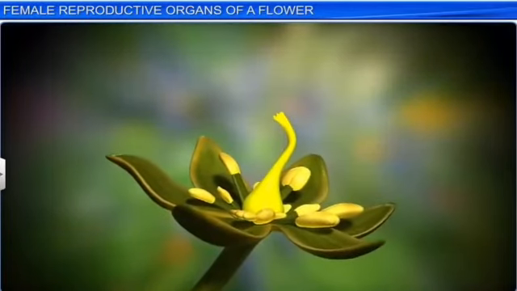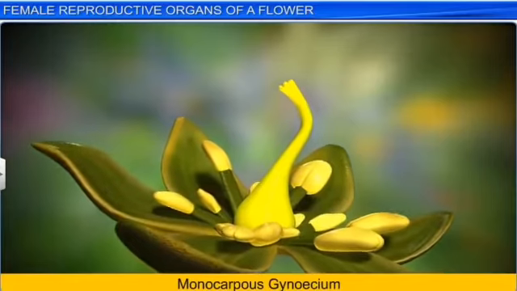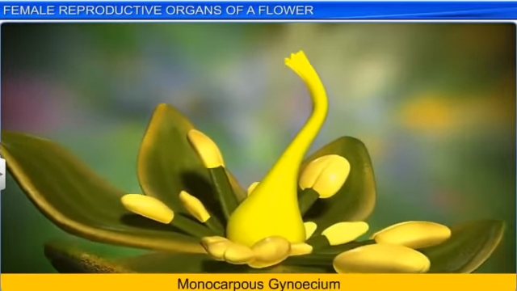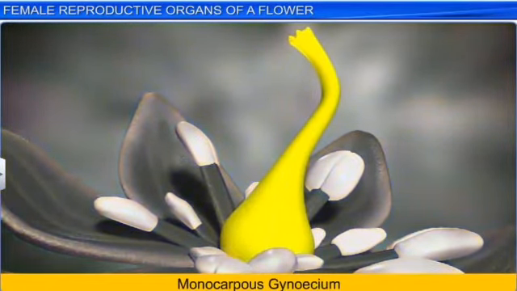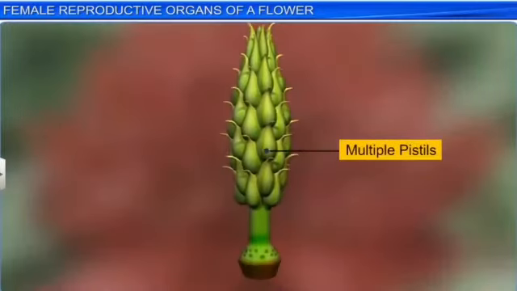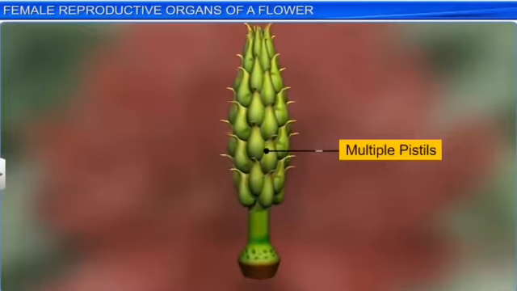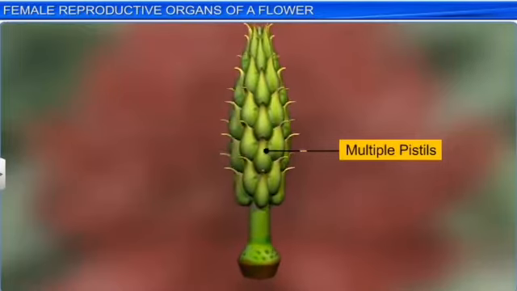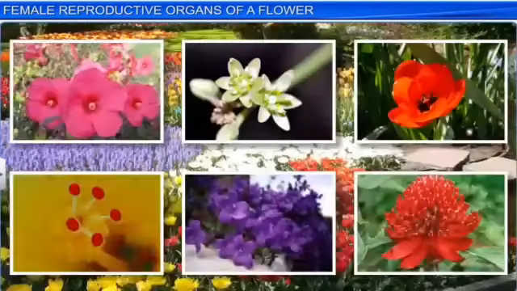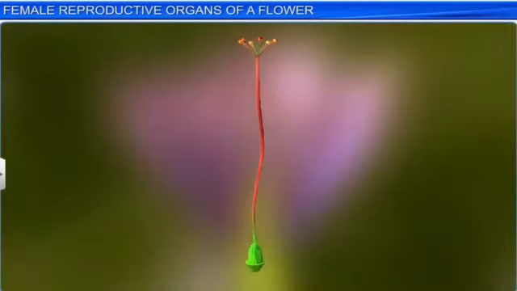Now, if a single pistil is present in a typical flower, it is said to be monocarpellary, that is the monocarpellary or the monocarpous gynoecium. There are certain plants where more than one pistil is there. It is said to be the multicarpellary gynoecium. There are two basic types in this multicarpellary gynoecium. It may be fused or it may be free also.